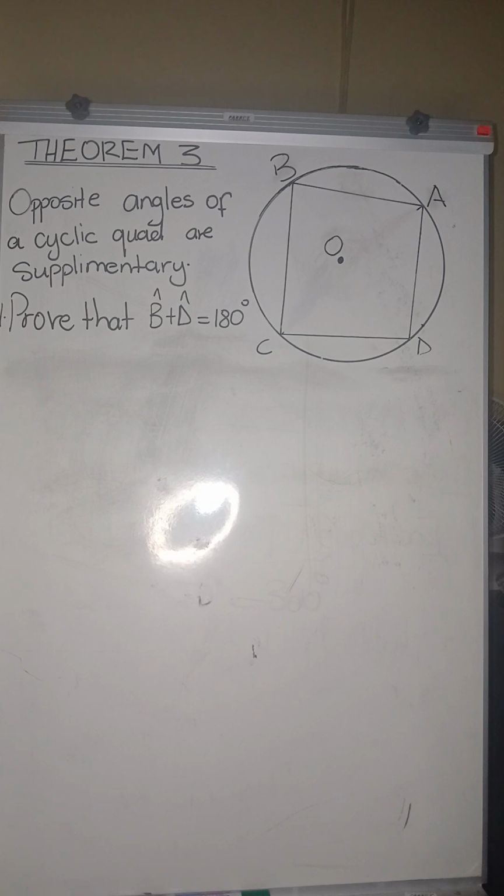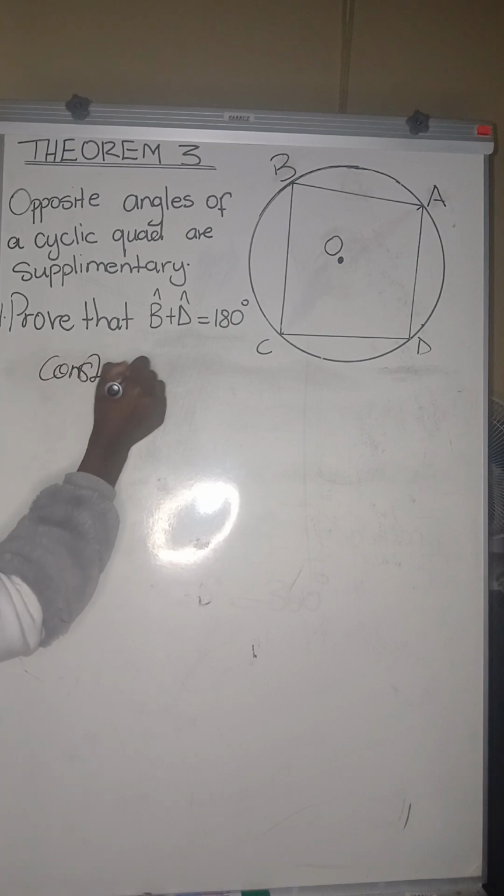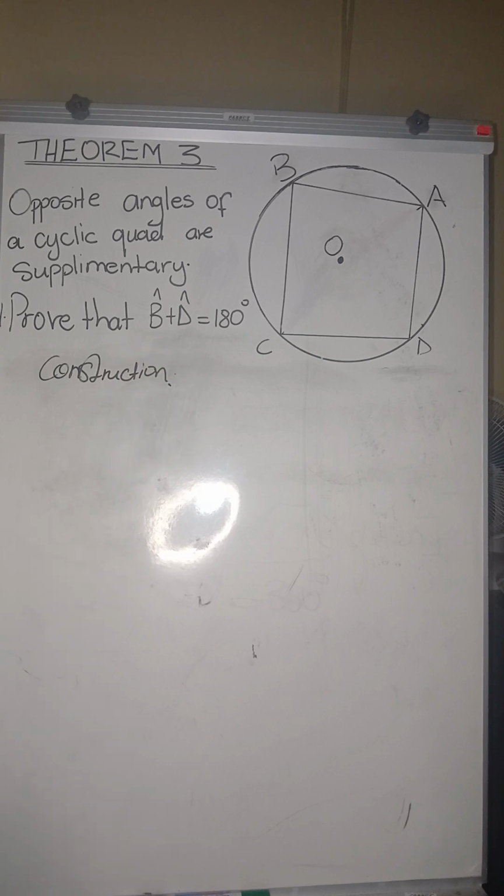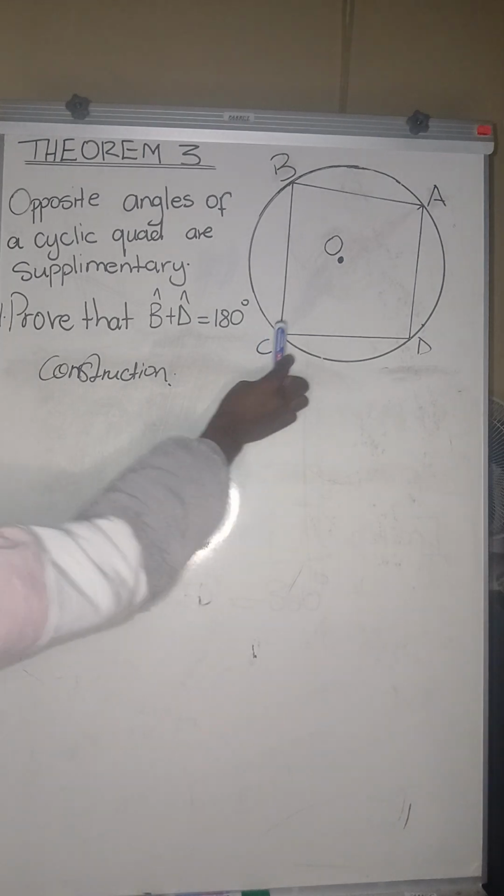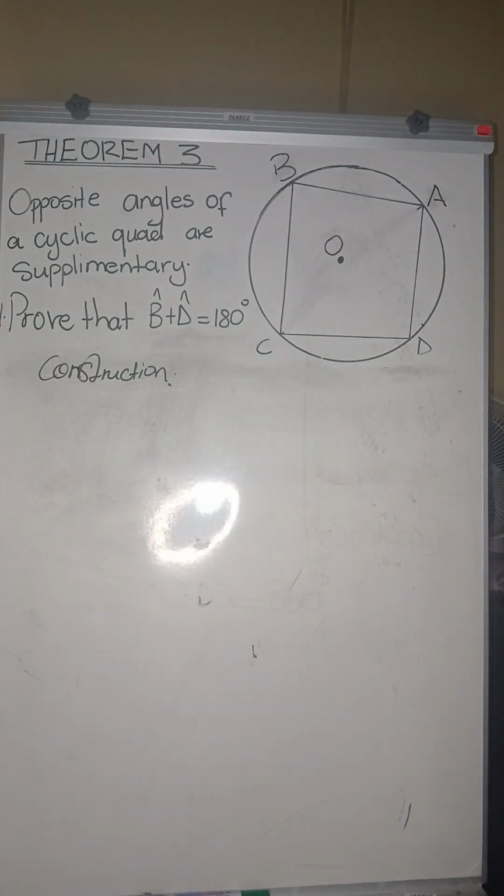As we all know, we start with the construction. Before I do the construction, people misunderstand cyclic quad and parallelogram. A cyclic quad is something like a box inside a circle. It touches the circle 4 times. It has 4 corners, 4 vertices. This is a cyclic quad because it touches the circle 4 times.